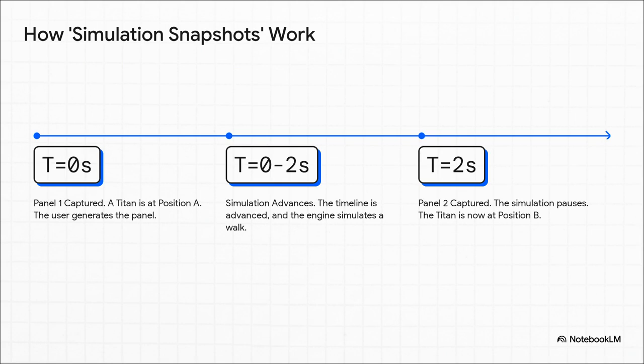At time 0, you set up your shot and capture panel 1. Let's say it's a giant titan standing at position A. Now, for the next panel, you don't just drag the titan to a new spot. No, you just advance the timeline forward by 2 seconds. The game engine simulates the titan's walk cycle and automatically moves it to position B. Then you just pause the simulation, find your new camera angle, and capture panel 2. The movement is perfectly consistent because it was simulated, not guessed.